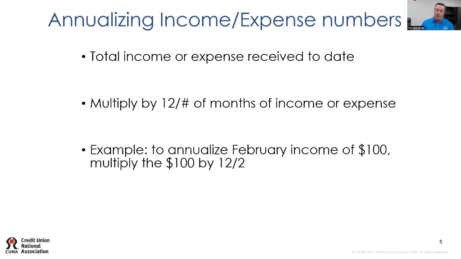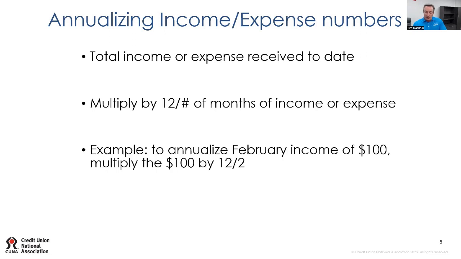So you can see here how to make that annualization happen. The biggest thing is to take the total income or expense that you have. So again, if I was using February as an example, I'll take January and February, and then I'm going to multiply that by 12 and then divide by the number of actual months that I have. And that's how I would get the annualization.